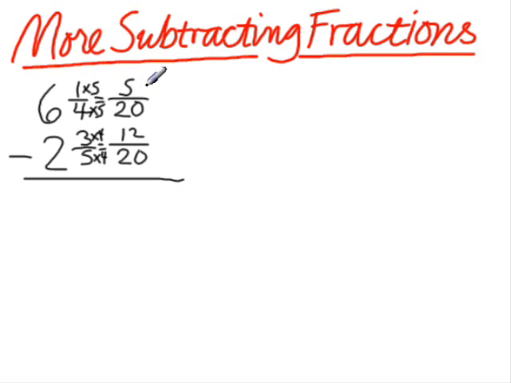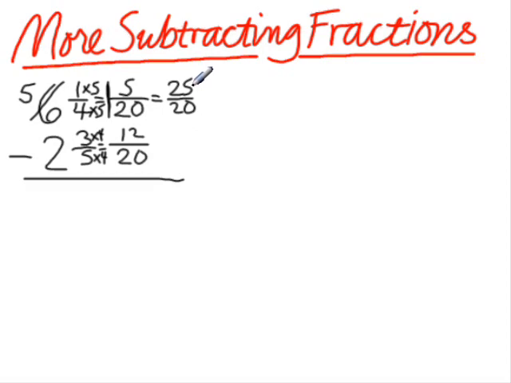12 from 5. We have to borrow or regroup. We take 1 from the whole number column and bring it over here. So now we have 1 and 5/20, and we need to convert that into an improper fraction. The 1 is 20/20. So 20/20 plus 5/20 gives us 25/20. Now, a way to check this, a little shortcut method of checking it.